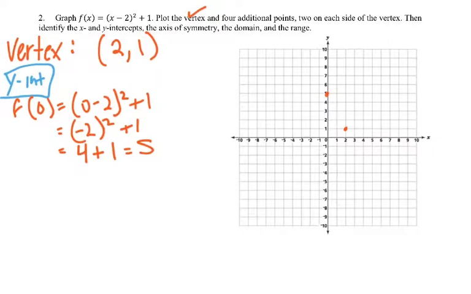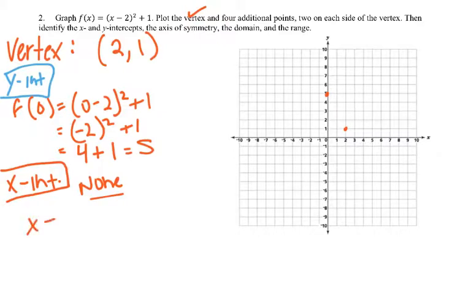Now notice something. This parabola is facing upwards and its vertex is above the x-axis. So we can straight up determine right now there are no x-intercepts. They're imaginary. If I were to set this function equal to 0 and solve, I'm going to get the square root of a negative number, which is imaginary. So let's see what happens, just so you know what to look for. X minus 2 squared plus 1 equals 0.